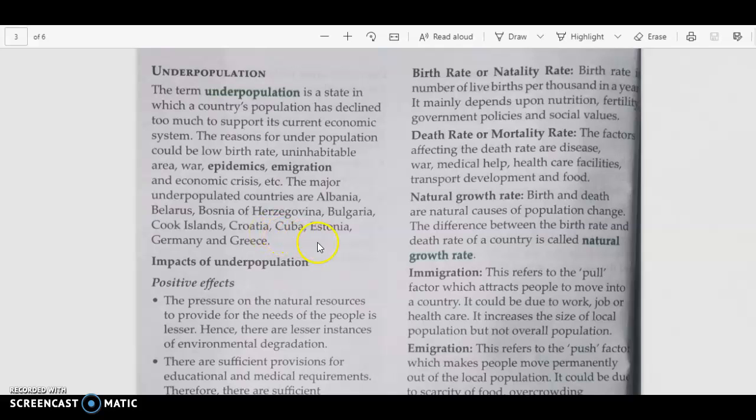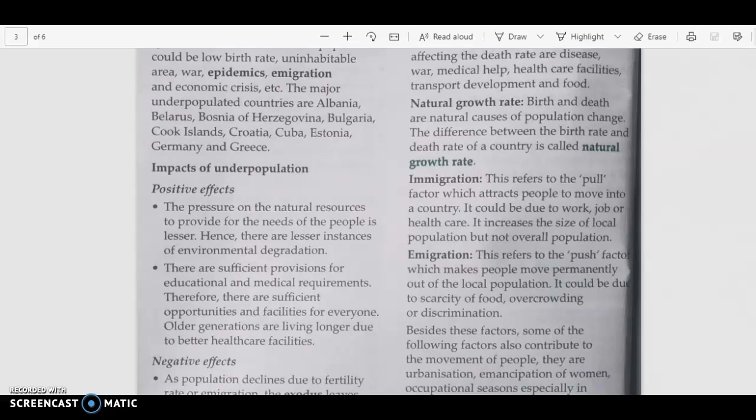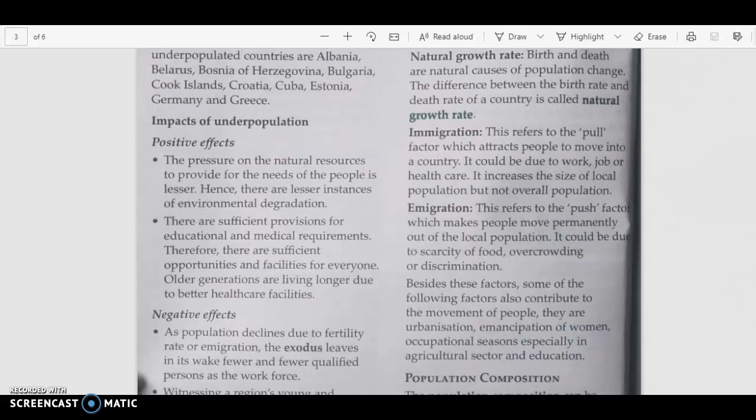So the major underpopulated countries are Albania, Belarus, Bosnia and Herzegovina, Bulgaria, Cook Islands, Croatia, Cuba, Estonia, Germany and Greece. So these are the countries which try and attract people towards themselves, and they want people to go and stay there so that the population increases, and as the population increases they will get the benefit of the human resource. Now let us understand the impact of underpopulation. So there are positive as well as negative effects.